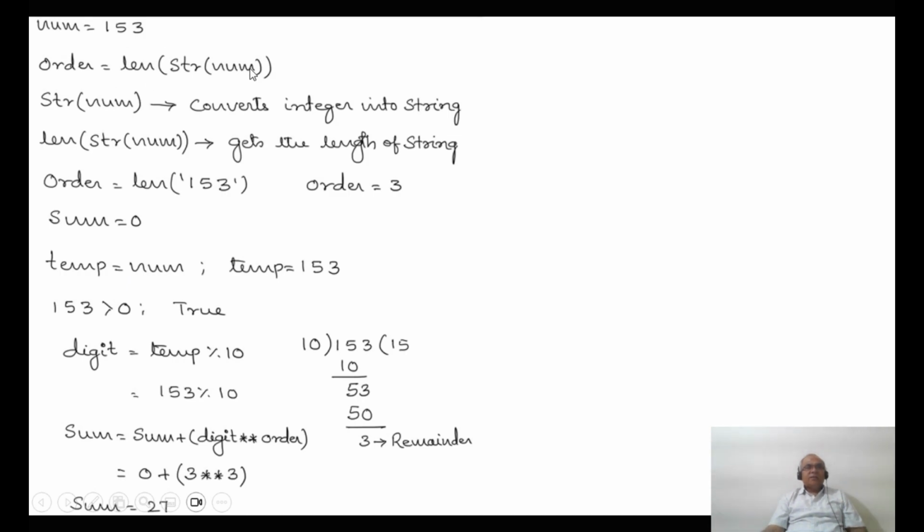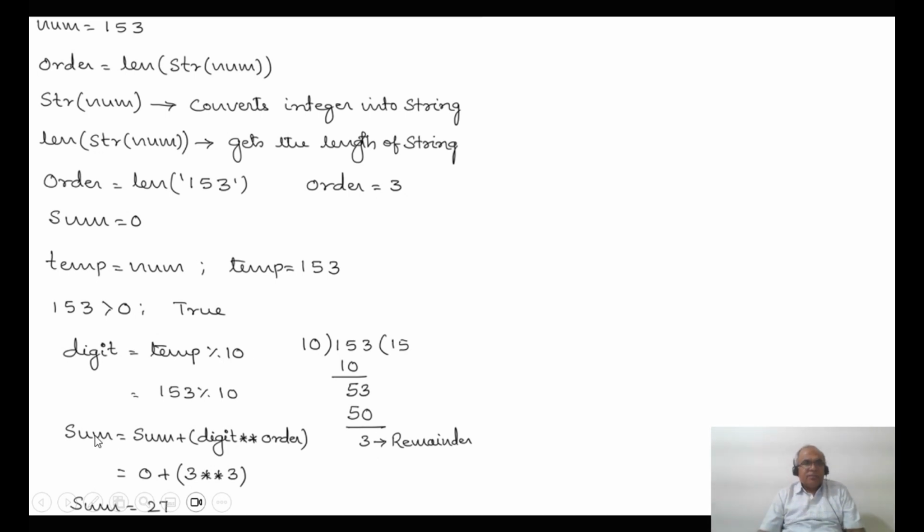So here, order is the length of str(num), which converts the integer into a string. Length of str(num) means order is equal to the length of the string 153. Order is 3. Sum is equal to 0. Temp is equal to num, so temp will become 153. Is 153 greater than 0? Condition is true. Digit is equal to temp % 10. So what I am doing is 153 divided by 10, and the remainder is 3, because that is the remainder we want.